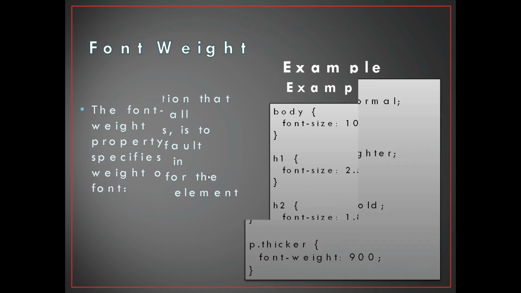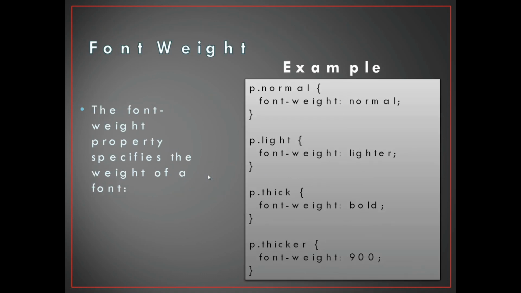Next we have the font weight. The font weight property specifies the weight of a font. This is an example. You can try by yourself or wait for my notepad explanation. There is nothing to explain; it will be shown as normal, lighter, bold, and 900.